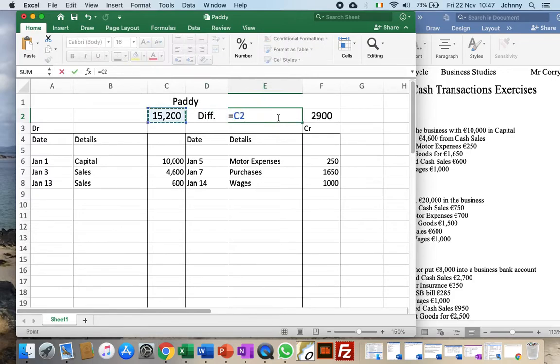So the difference then is, what is the difference between the two sides? So on the big side, so don't think debit or credit, on the big side we have this amount, we have this amount on the small side. So the difference is 12.3. So what do I do with that? I need to add my difference to the smaller side. So this here is a smaller side because it's only got 2.9 on it. So I'm going to add that difference to the smaller side, and the amount is 12,300.